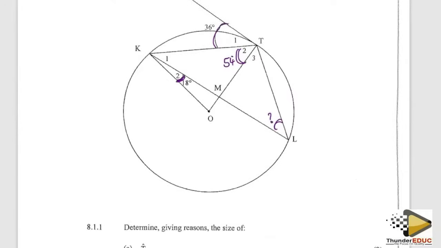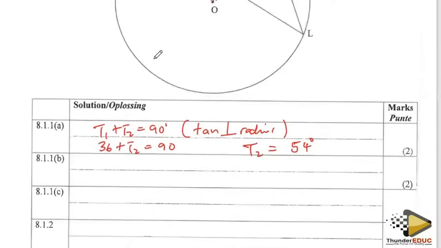Now, one thing we can also see is that since this triangle KLT is touching the ends of the circle, and this angle is between the tangent and the chord, it must be equal to that. So I'm just going to say that L is 36. The reason is the tan chord theorem, the tangent-chord angle.